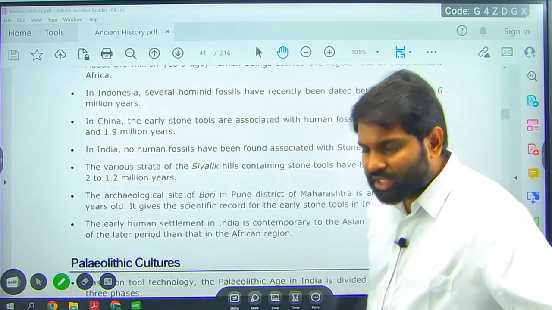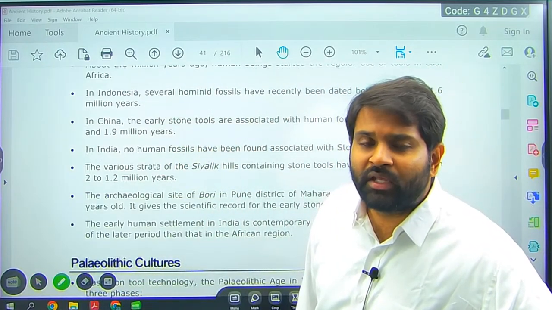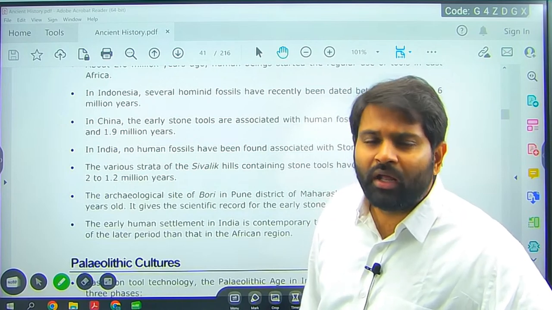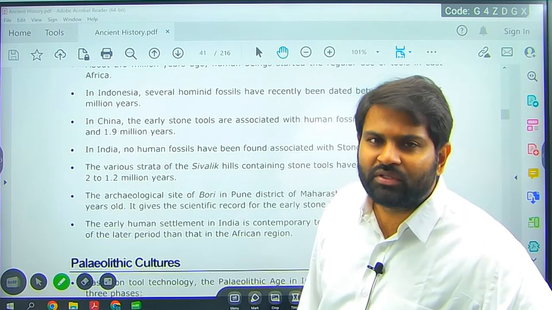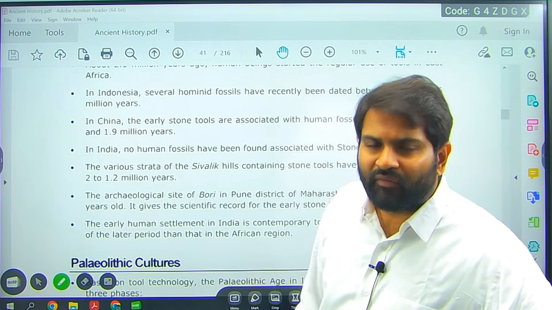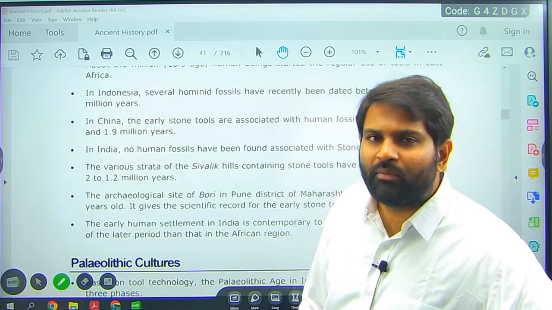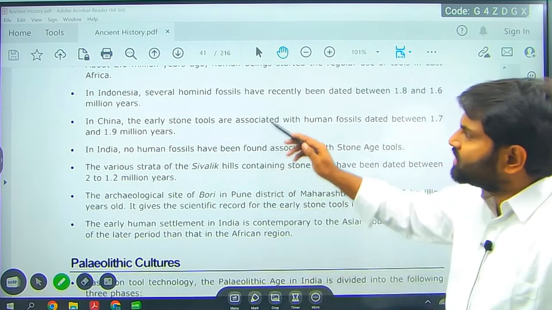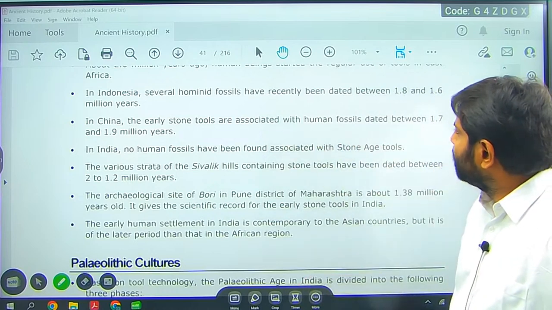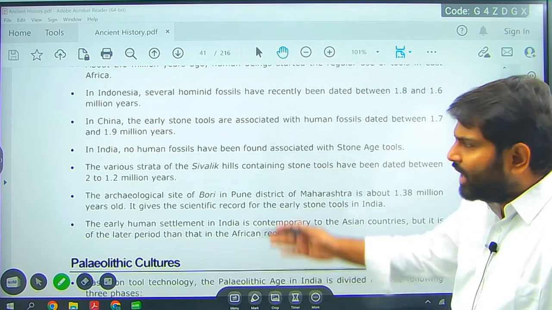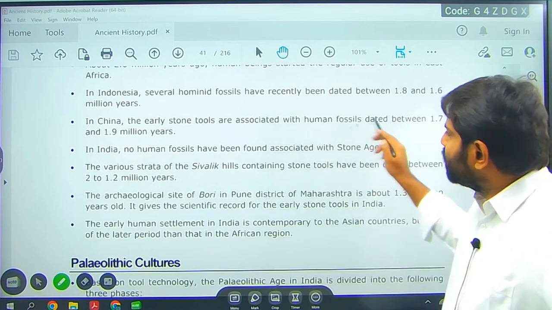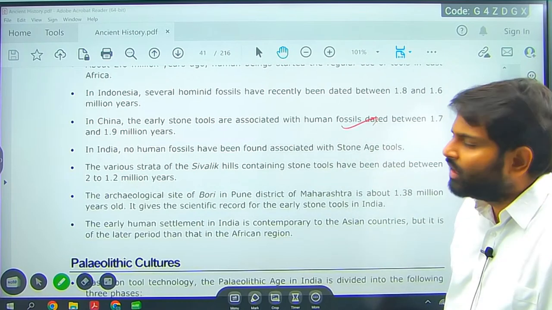So you can see, in simple terms, 4.5 million years ago we used to have hominids, but until 50,000 years ago, we became Homo sapiens. In Indonesia, several hominid fossils are recently dated between 1.8 to 1.6 million years ago, and in China also, earlier stone tools associated with the human fossils are dated between 1.7 to 1.9 million years ago.